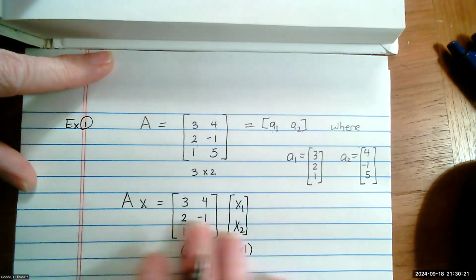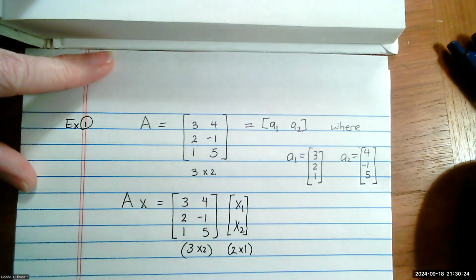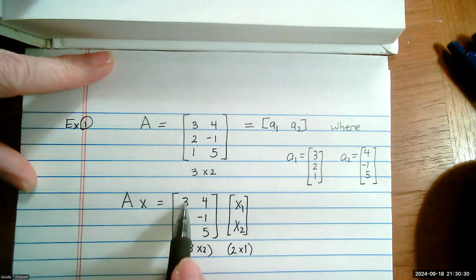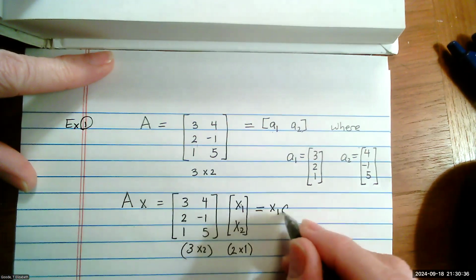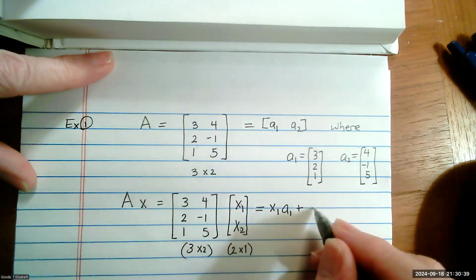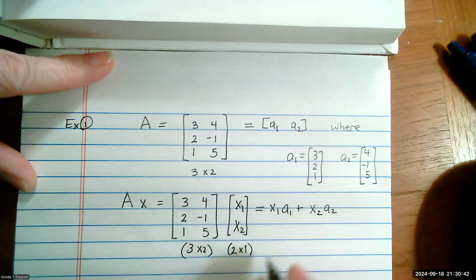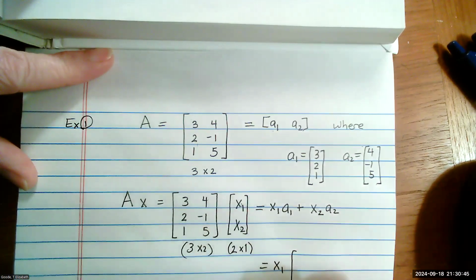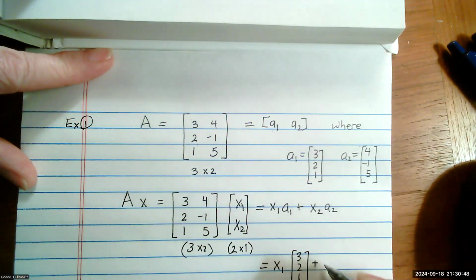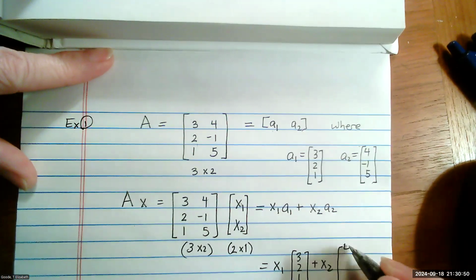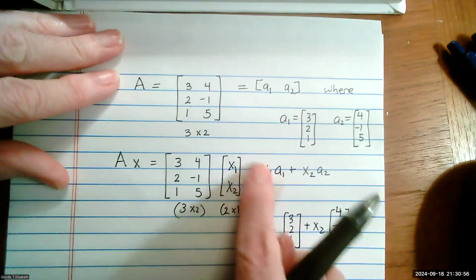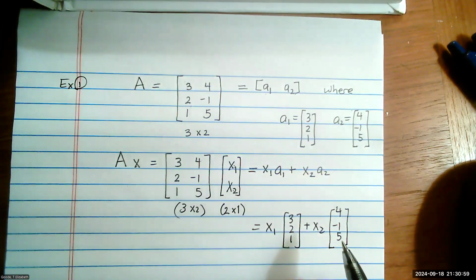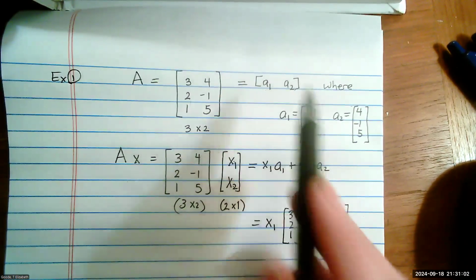Okay, so we know that when we do the multiplication, we take each coordinate of the vector X and use it as a weight to multiply times the column. So it's X1 times A1 plus X2 weights column A2. But what is that really? It's X1 times, well, A1 is 3, 2, 1, plus X2 times the column A2, which is 4, -1, 5. See what I mean? These all mean the same thing. This matrix form is just shorthand for columns.